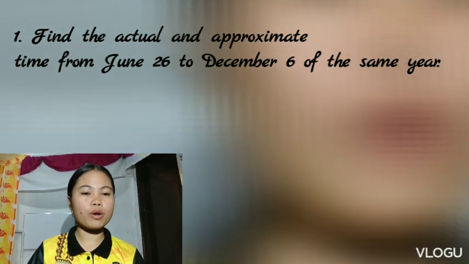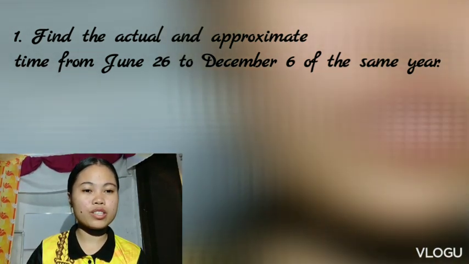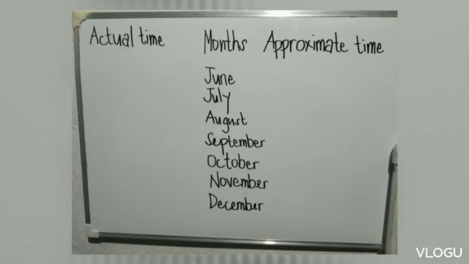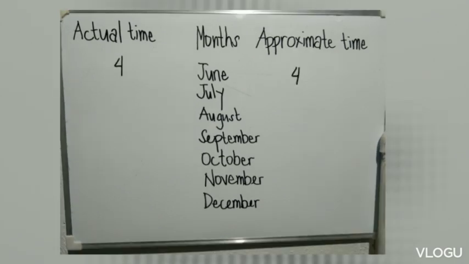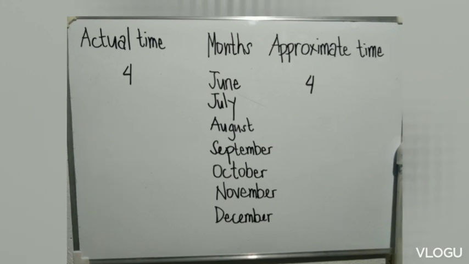So I have here an example. Find the actual and approximate time from June 26 to December 6 of the same year. Let's start by writing the months from June to December. On one side, write actual time, and on the other side, approximate time. For the first month, June 26, all we need to do is subtract: June 30 minus 26, because June is approximate time, so the number of days in June is 30. So 30 minus 26 is equal to 4. Write 4 in the actual time and the same in the approximate time.